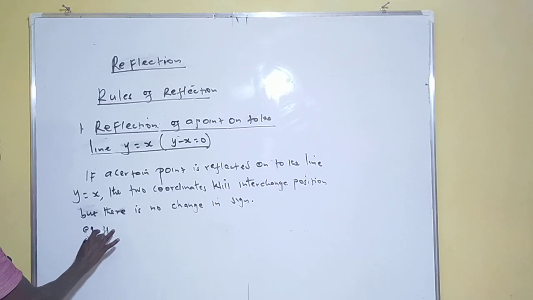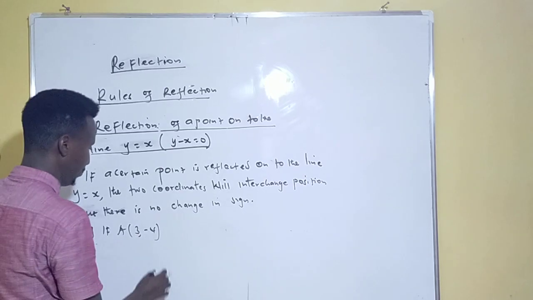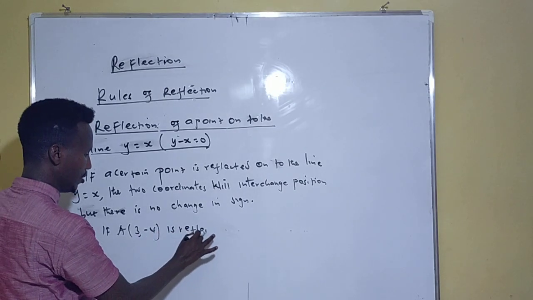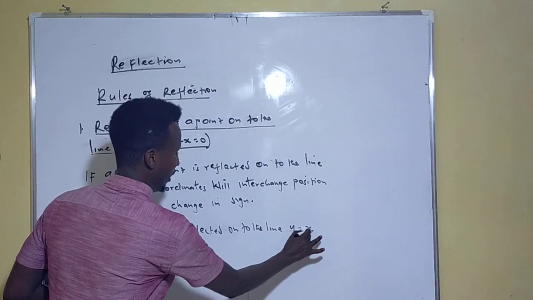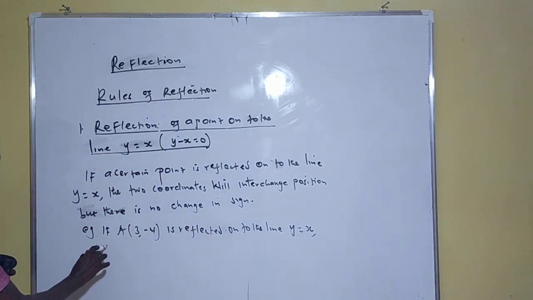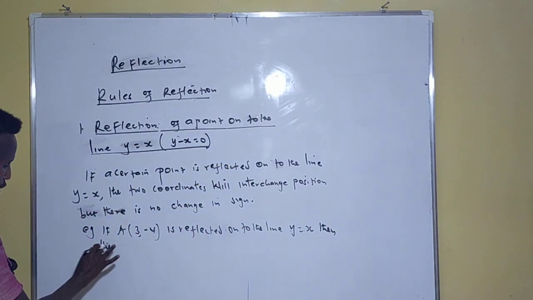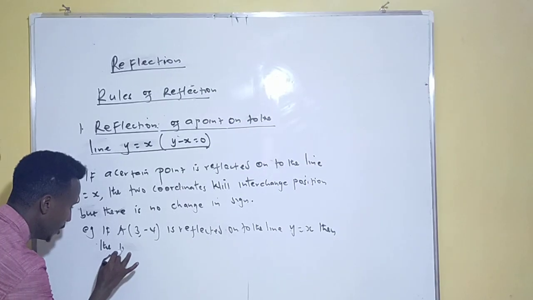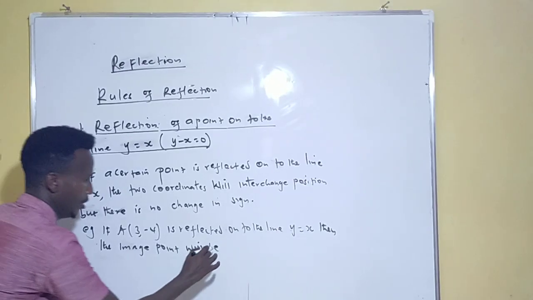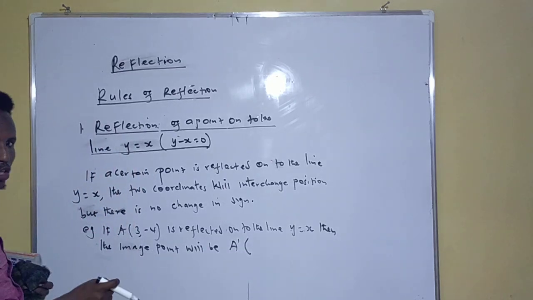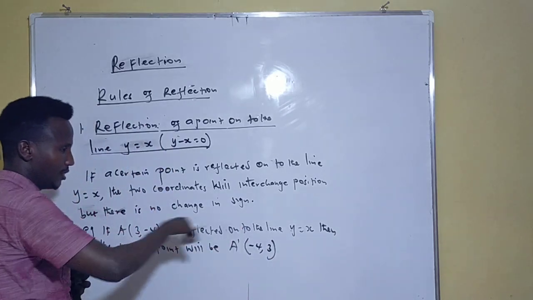E.g., if A 3 negative 4, look here, is reflected onto the line y is equal to x, then the image point will be A prime. The two coordinates will interchange position, but there's no change in sign. So it will be negative 4, 3. They are interchanging position.